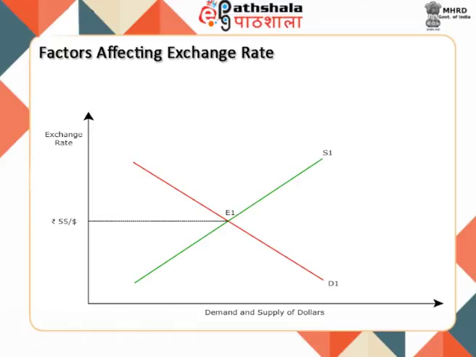Higher imports from US mean increased demand for USD. In the diagram, demand curve for USD shifts rightward from D1 to D2. At the same time, exports from India fall. This means foreigners do not need and hence do not buy Indian rupee, which implies that supply of USD in the market falls. Supply curve of USD shifts upward from S1 to S2.